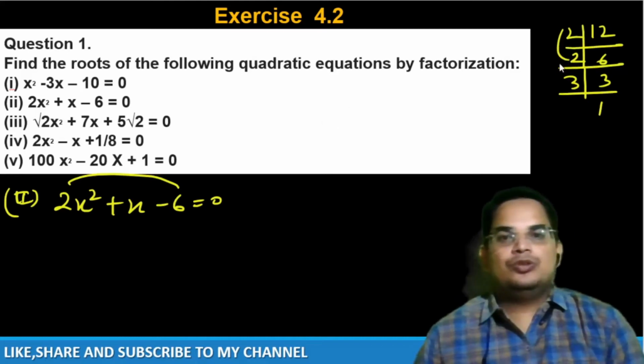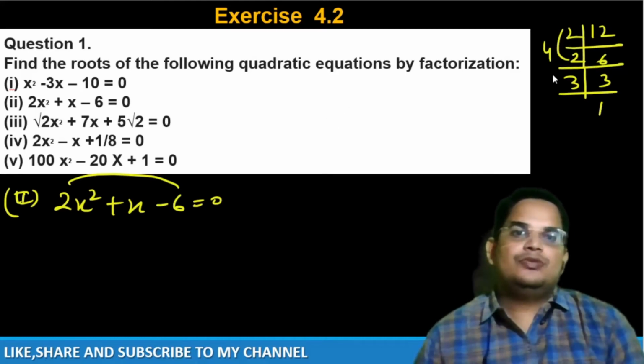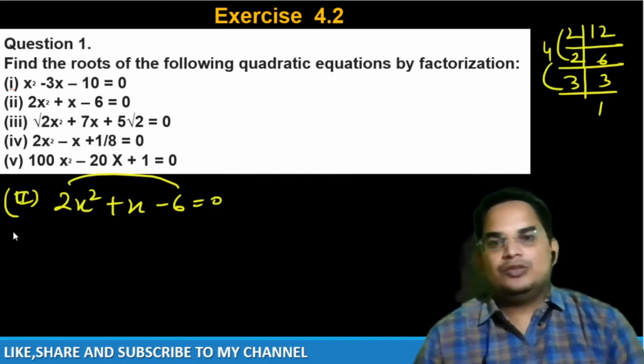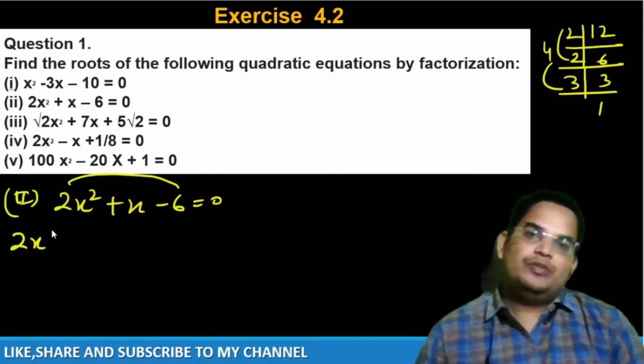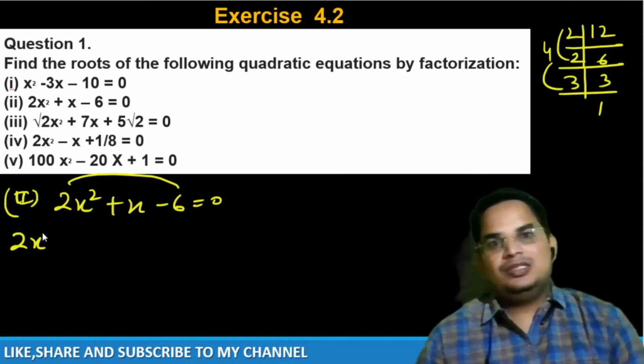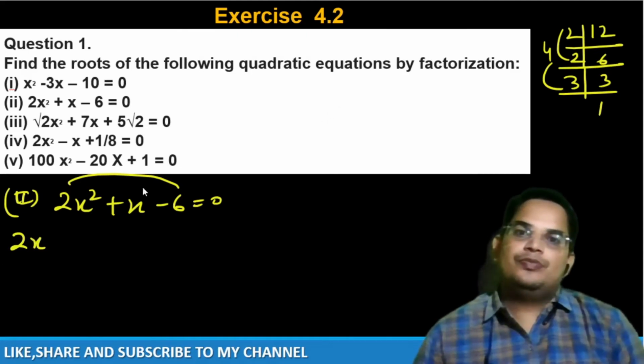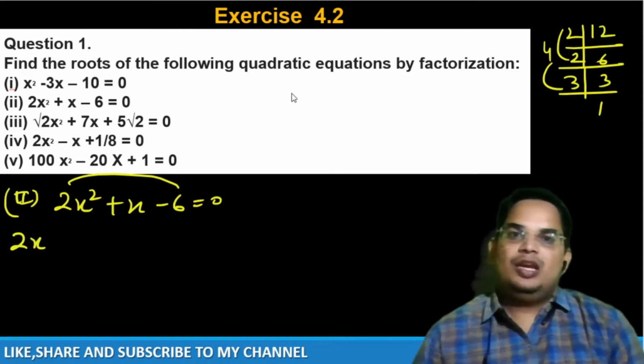You can say 4. Look at this. This is the 4. This is the 3. 4 minus 3 is 1. 4 threes are 12. So whenever you are solving any quadratic equation with the help of factorization, just do the multiplication. Let me tell you the way how to do.